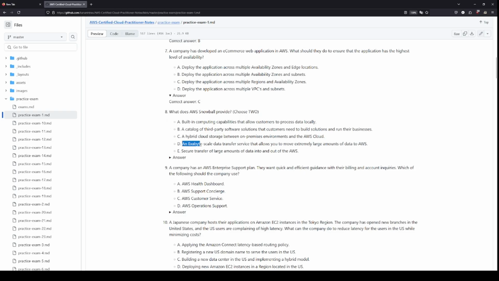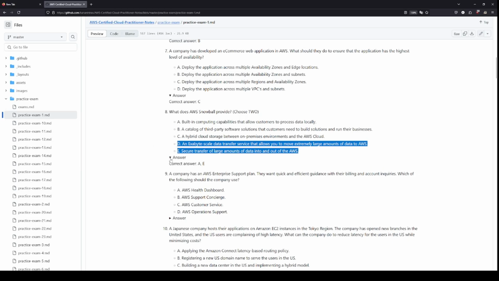D, an exabyte-scale data transfer service that allows you to move extremely large amounts of data to AWS. So we know one answer is going to be D because we're talking about data transfers, right? And then E, secure transfer of large amounts of data into and out of AWS. So let's go ahead and take a guess here. I'm going to say it's D and E, all right? We're talking about data transfer. Let's go and check this.